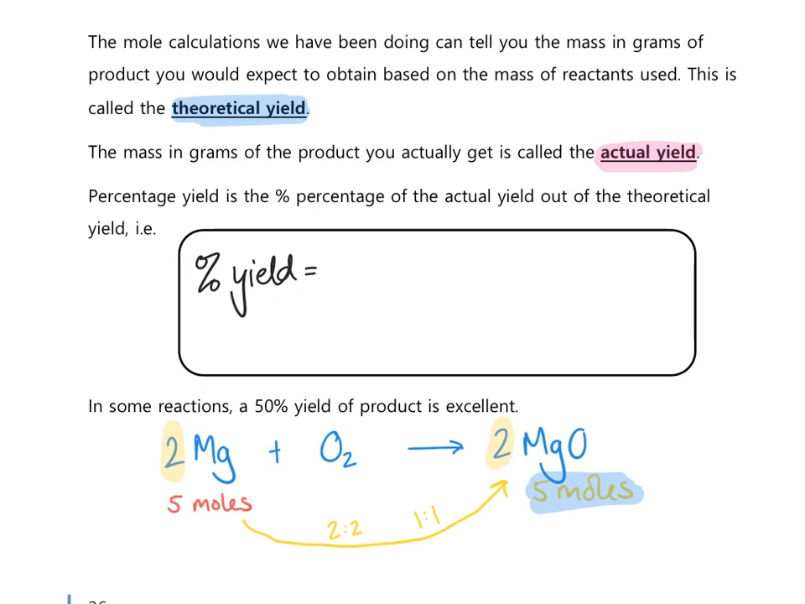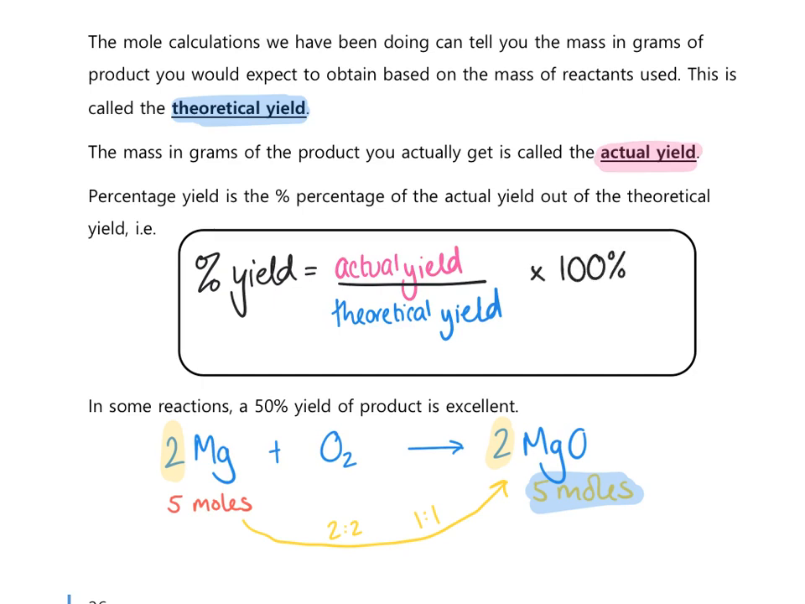To work out the percentage yield, you simply take your actual yield, you divide that by the theoretical yield, and you times by 100%. So make sure you write that in, and make sure you write it in accurately in that box. Because sometimes in past paper questions they've asked you just to write the equation. They haven't even asked you to do a calculation.